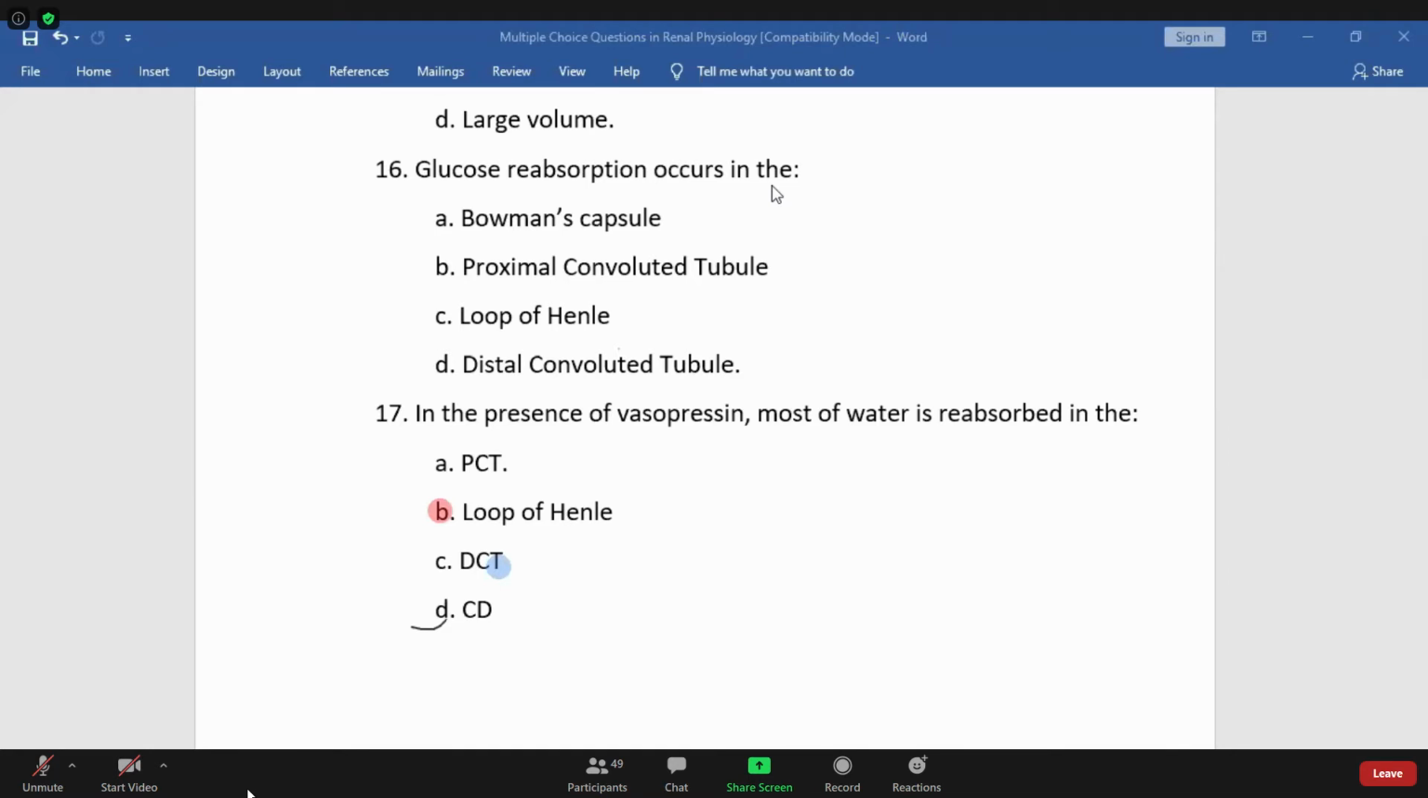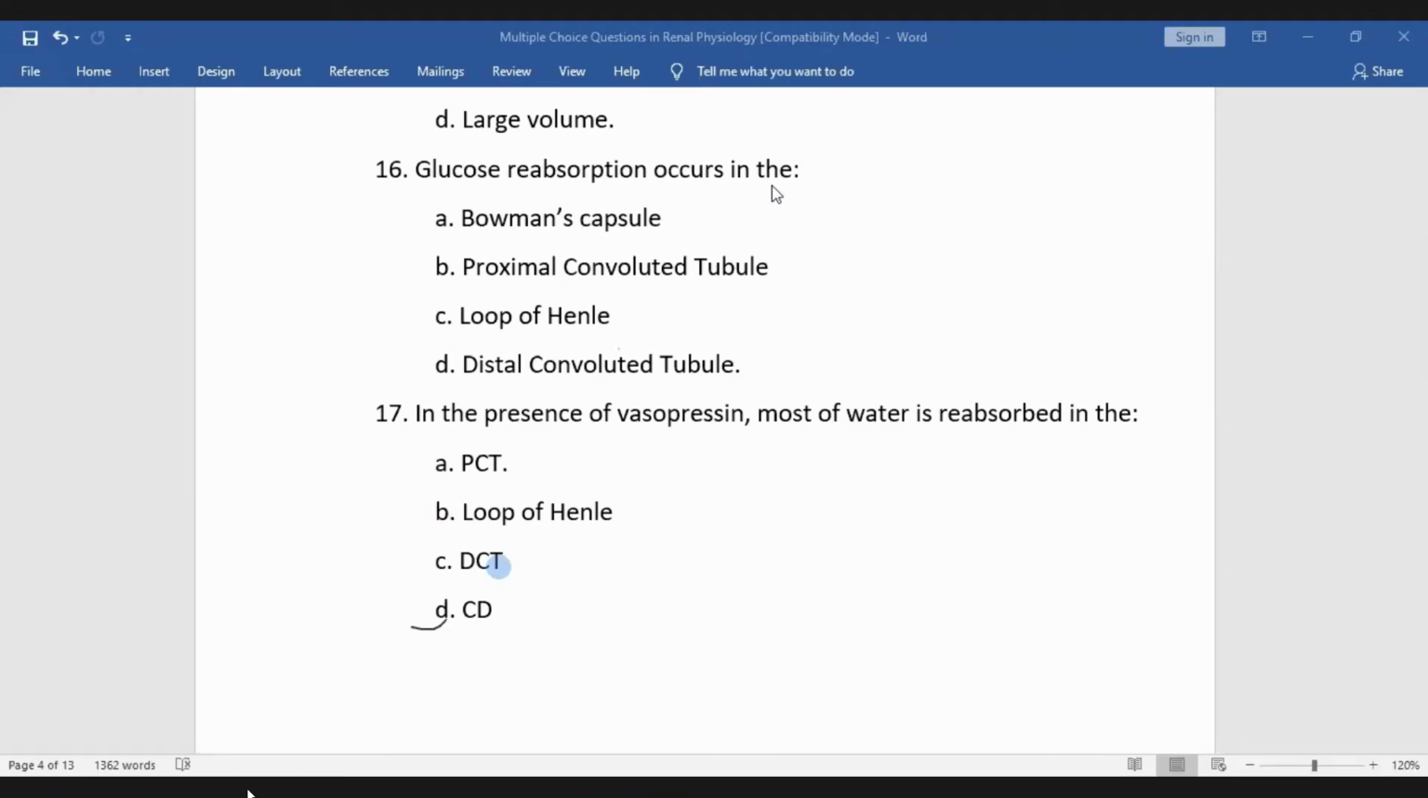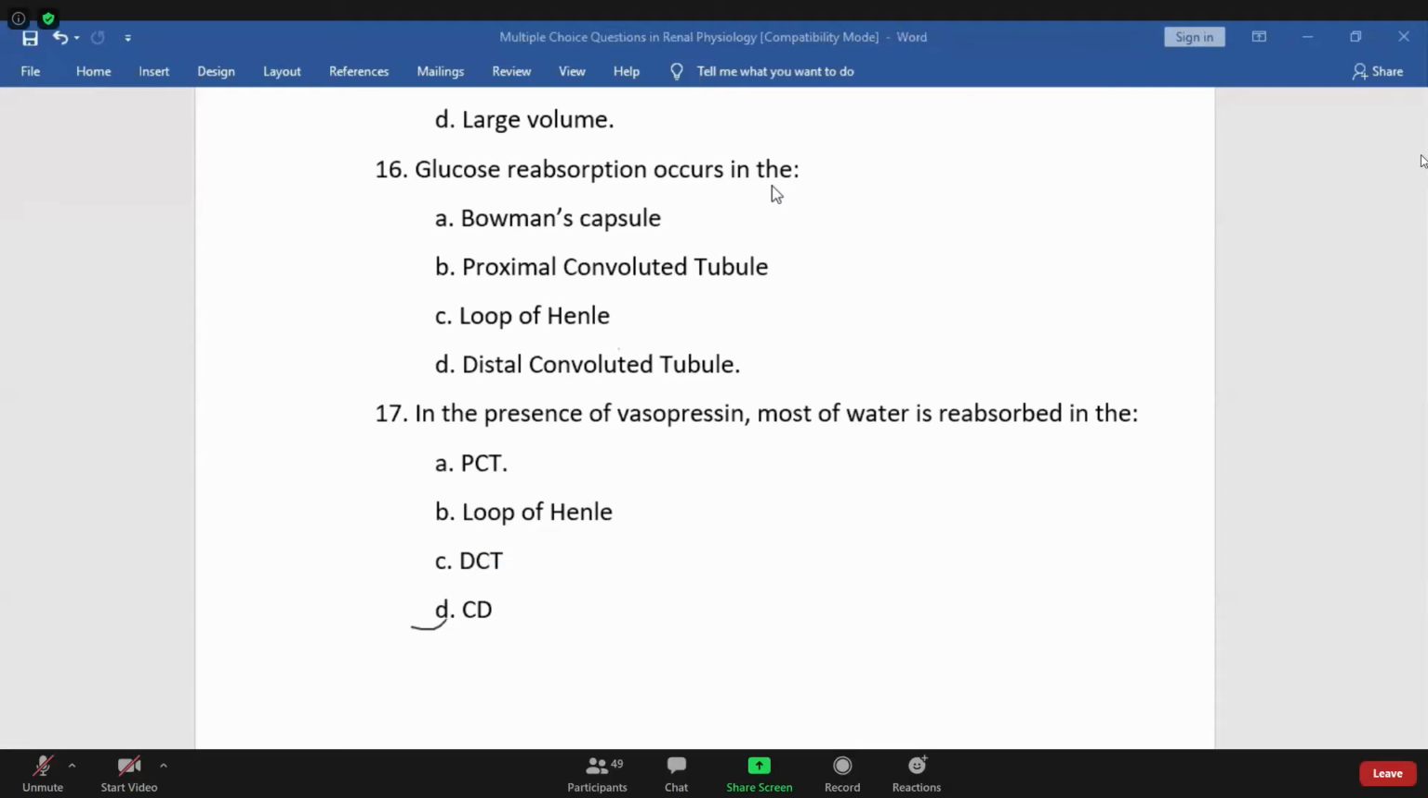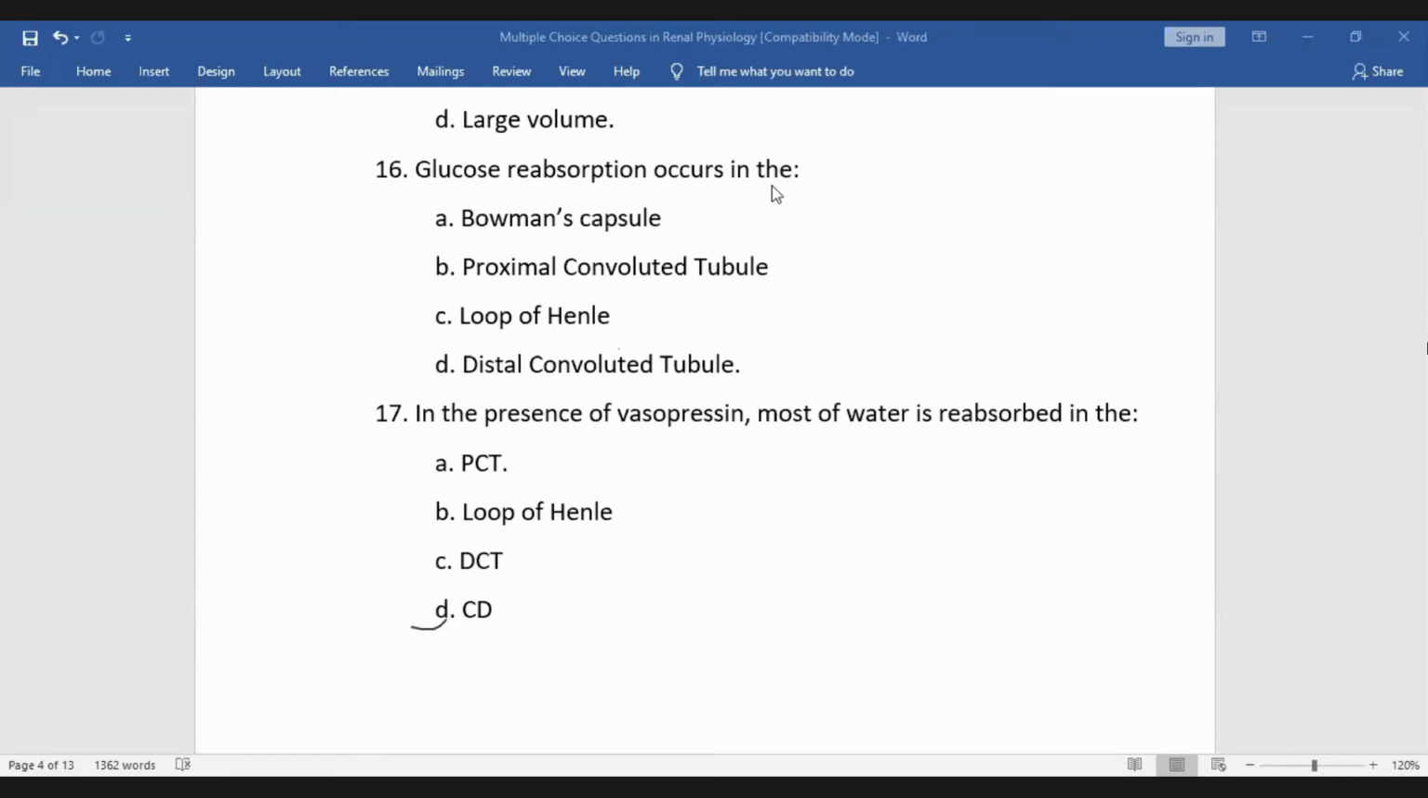Collecting duct is only 6 to 7%, 10% of the water. 70% of the water is reabsorbed in the proximal convoluted tubule. This is the obligatory absorption. It has to be absorbed at all costs, whether vasopressin or ADH is present or not present, right? It is a tricky question. In the presence of vasopressin, most of the water is reabsorbed in PCT, because 70% of water is absorbed in PCT, in the presence or in the absence of vasopressin.